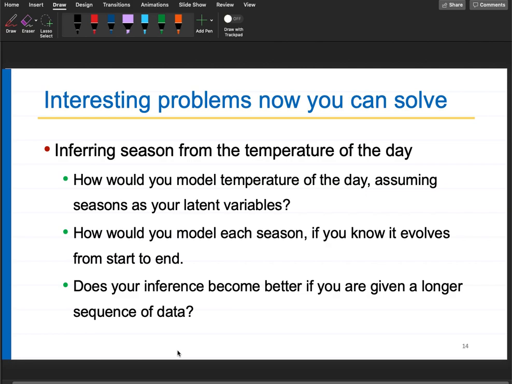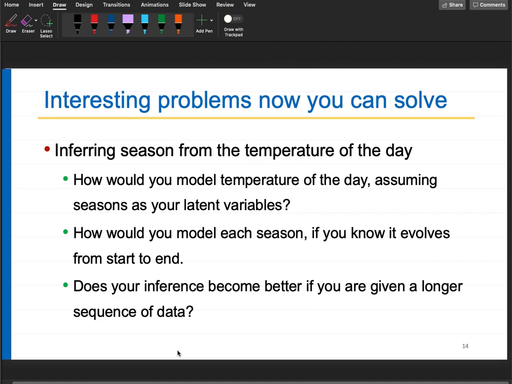Now you know that the seasons have a sequence. Seasons follow a particular sequence. But even within a season there is variation. Your temperature is not following the same distribution throughout the season. Even within the season there is variation in the distribution of temperature. How do you model that?